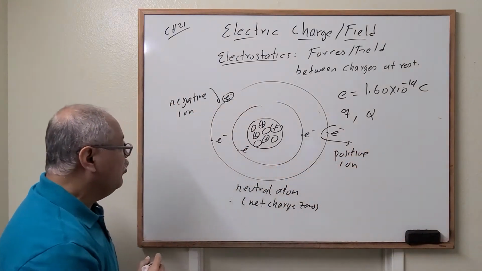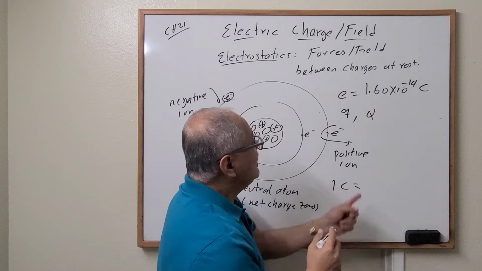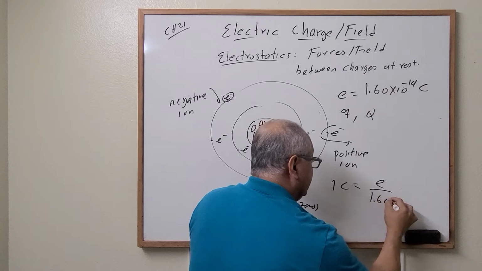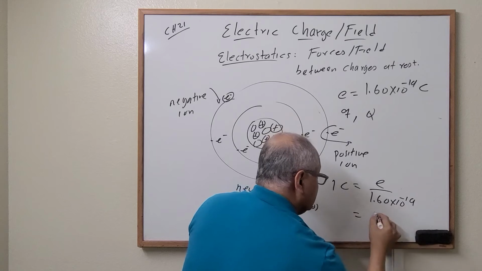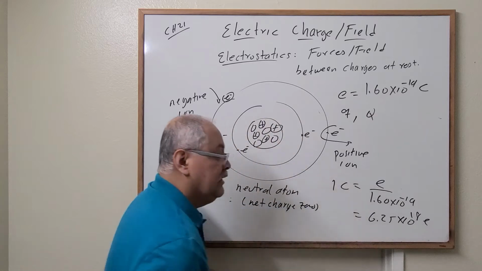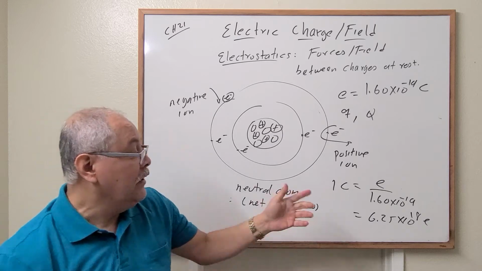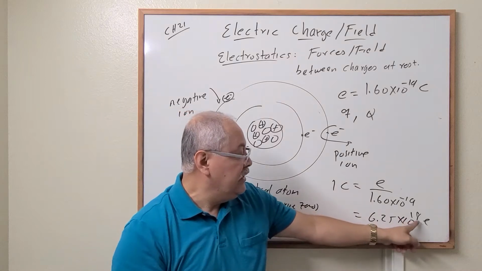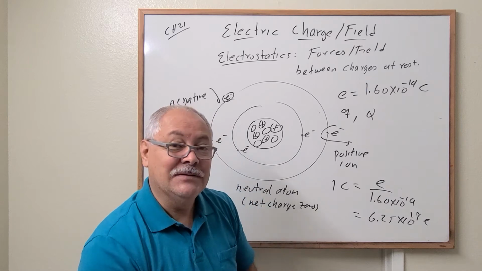How can we find 1 coulomb? 1 coulomb is equal to 1 electron divided by 1.6 times 10 to the negative 19, and this is equal to 6.25 times 10 to the 18 electrons. So a coulomb is a big unit. Usually in the lab, in the calculations, we work with microcoulombs because of this big number, 10 to the 18 electrons.